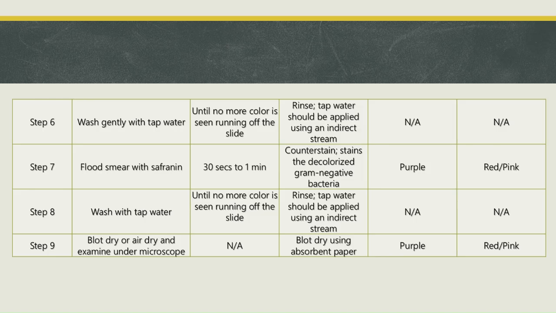Step 9. Reagent/action, blot dry or air dry and examine under microscope. Function, blot dry using absorbent paper. Appearance of gram-positive bacteria, purple. Appearance of gram-negative bacteria, red/pink.